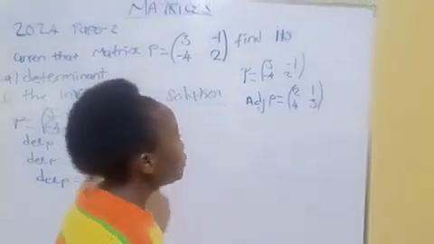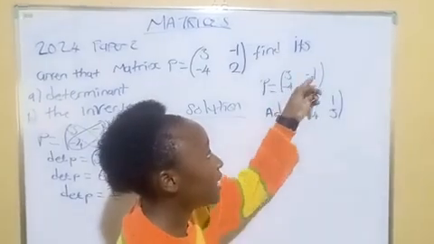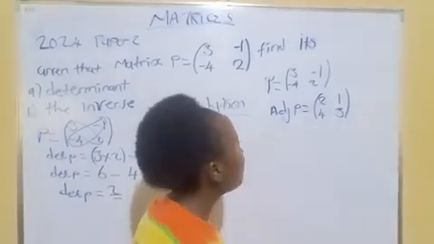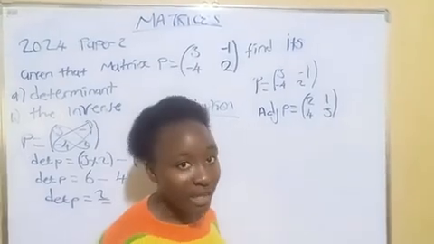Yes. Okay. So after you find the adjoint, most of the learners make mistakes by just copying the numbers exactly the way they are with the negatives. But for the adjoint, you are supposed to what? Change the signs. Okay. So after finding the adjoint, now we want to apply the formula to find the inverse.